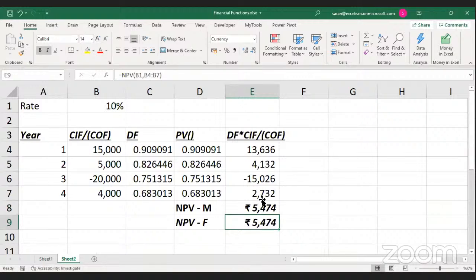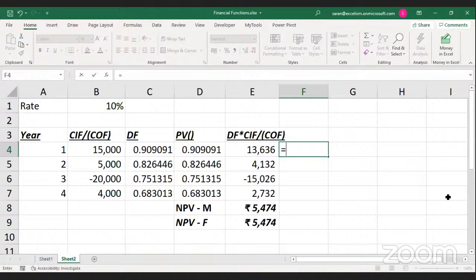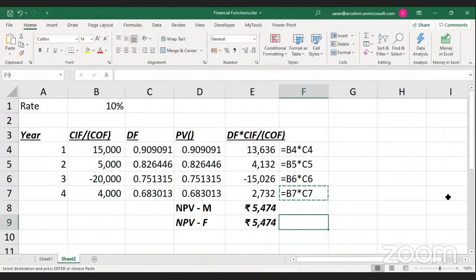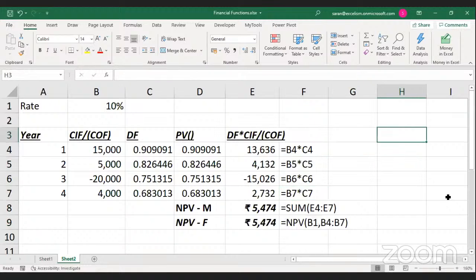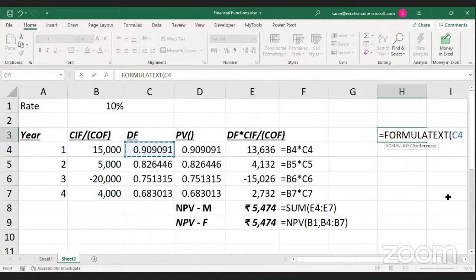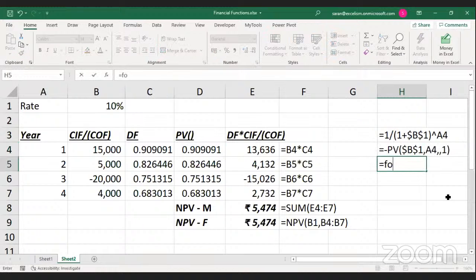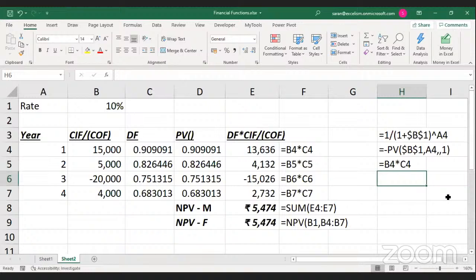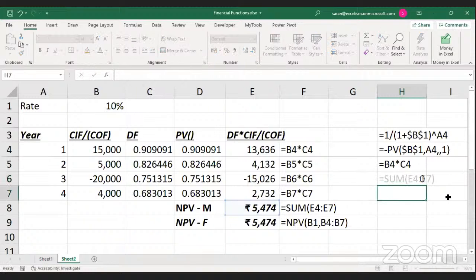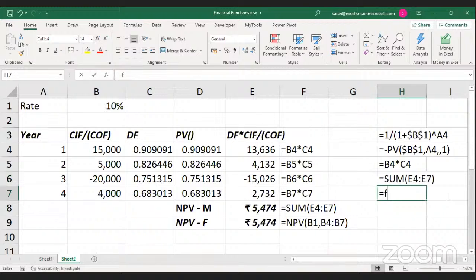NPV has not considered the period as one of the variables. I have not considered it because NPV does by default. Okay, let me write the formula text first so that you can see what formula I have written. Enter, copy, and paste. So the formula I have written here is equal to formula text. Formula text I can keep here. I have used one more formula for the present value here. I have used one more formula for the discounting factor here, and I have used one more formula for the manual method, and this is the final formula I've shown here. Okay, so that you can understand what I have done here.